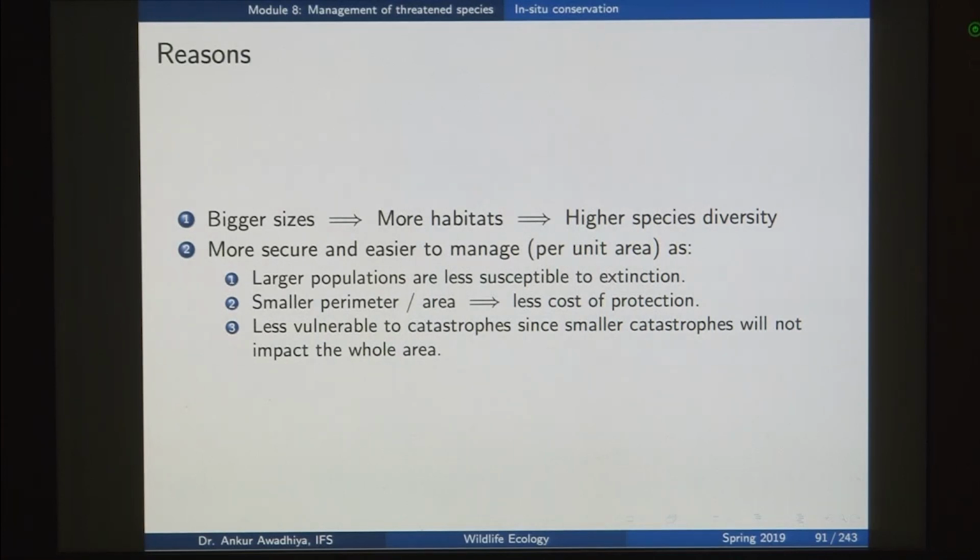And also, administratively, it is more secure and easier to manage per unit area. One, larger populations are less susceptible to extinction, because in larger reserves with larger populations, you only have deterministic factors playing a role, but stochastic factors will not. But in a smaller reserve with a smaller population, stochastic factors will also be playing a role. Second, when you go for a larger sized reserve, you have a small perimeter per unit area, which means that you have a lower cost of protection.